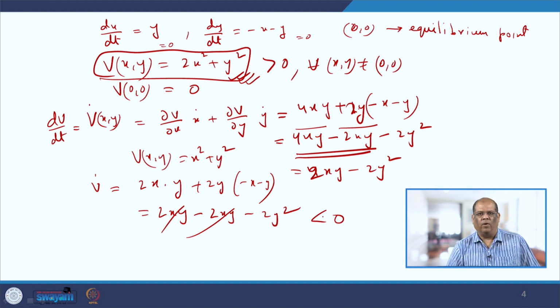So, this is exactly what I was telling, that with one form of Lyapunov function you may get to prove the stability of the system, and with another form you may not. So, you have to choose your Lyapunov function cleverly, such that all the conditions are satisfied.